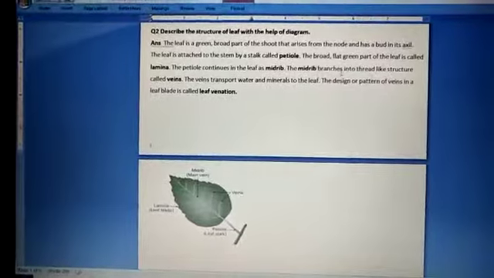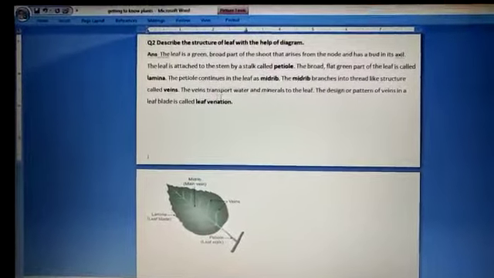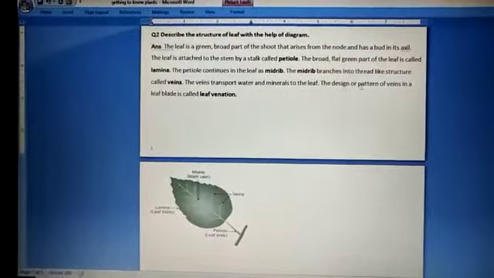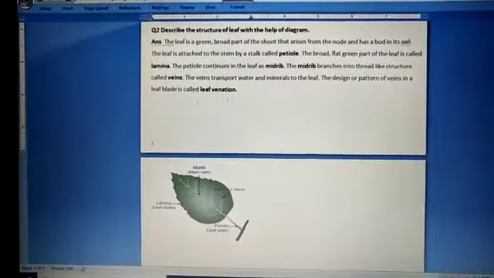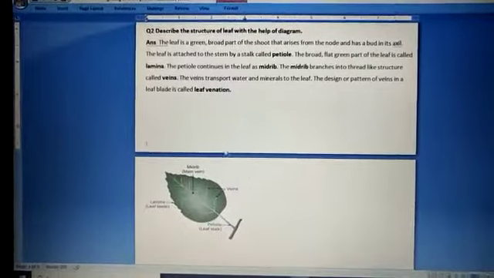The midrib branches into thread-like structures called veins. The veins transport water and minerals to the leaf. The design or pattern of veins in a leaf blade is called leaf venation. Let's understand this with the help of a diagram.